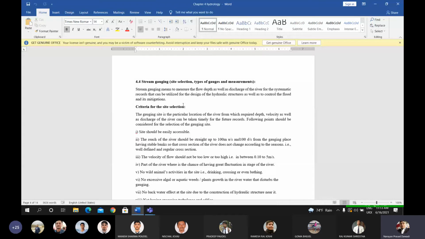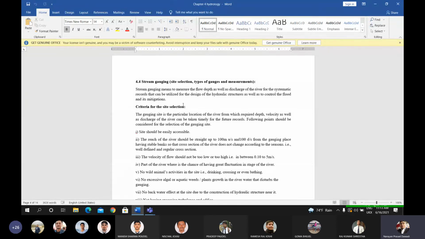That can be done easily from that site. Okay, that site must be straight. The bank must be stable. The bed must be stable. There is no disturbance by wild animals or aquatic animals. There is no either too low velocity or too high velocity. Then that site cannot be disturbed by the backwater effect. And that site is not disturbed by wild animals, and there is no excessive vegetation in the site.